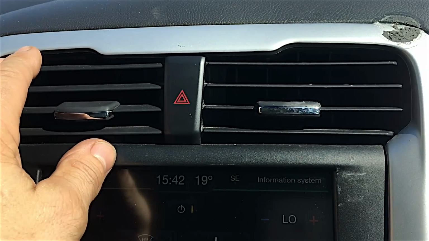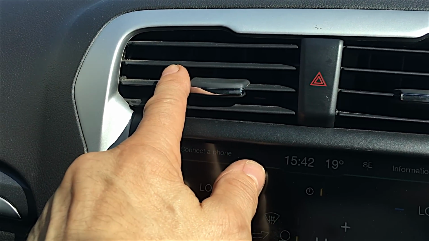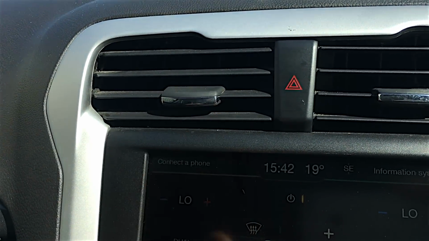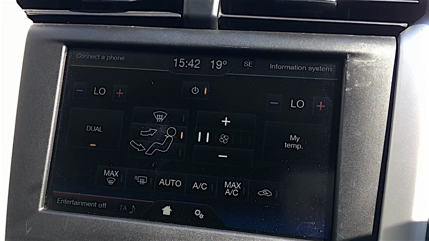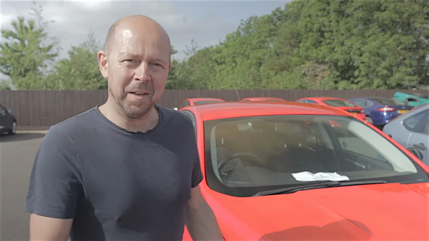We're not getting hot air coming out of one vent and cold air coming out of the other when it's supposed to be hot coming out of both. So that's great. So that's all done and sorted. So that's it. Job bloody well done.